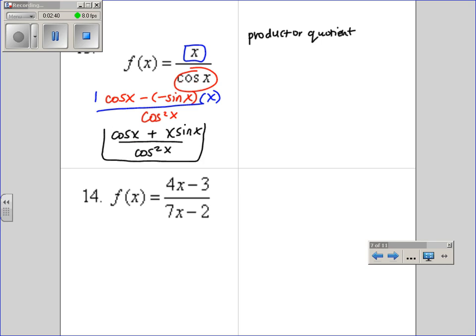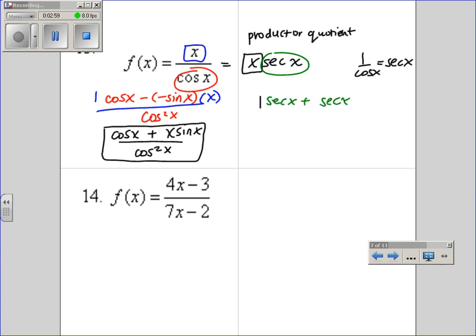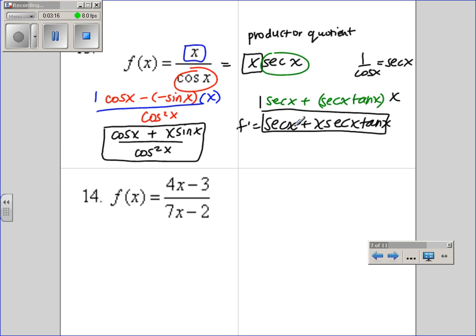This is completely fine. Or you can write 1 over cosine of x equals secant of x. So this is really x times secant of x. So I could treat it as the product rule. Derivative of the first is 1 times the second plus the derivative of the second, which is secant x tangent x, times the first. This answer and our other answer are the same. We could do some trig manipulation to figure that out. It's because cosine over cosine squared simplifies to secant, and sine over cosine squared simplifies to secant tangent.